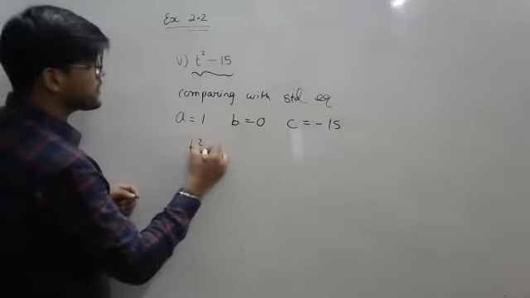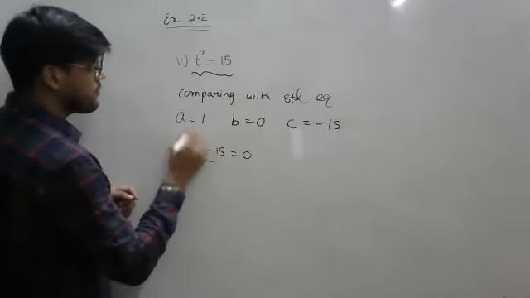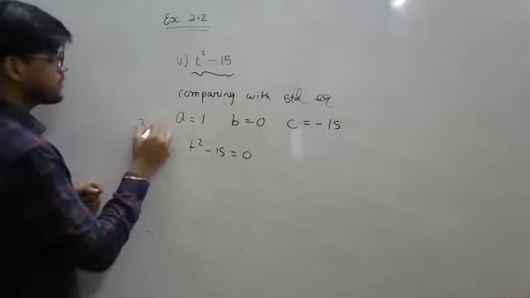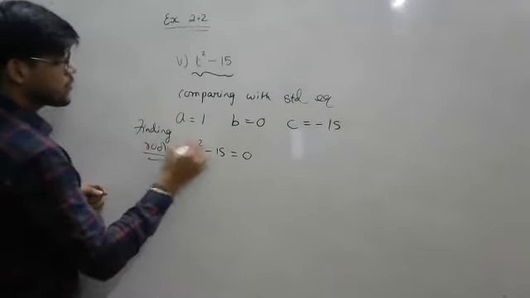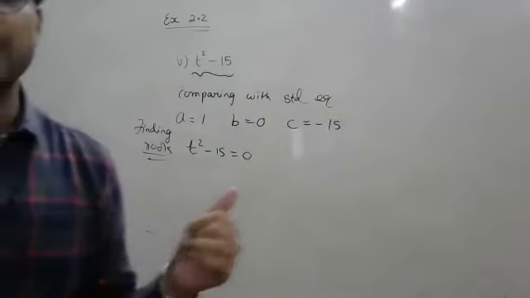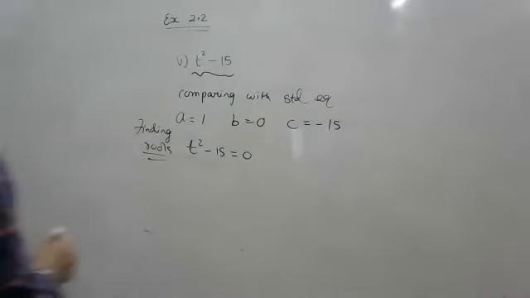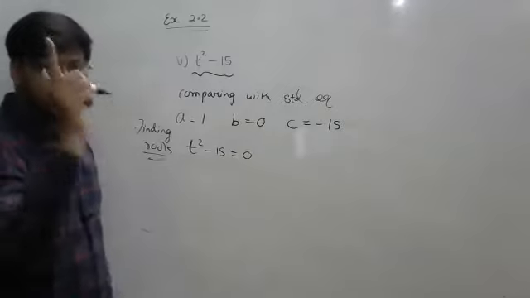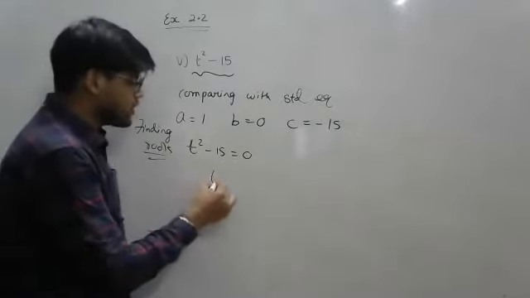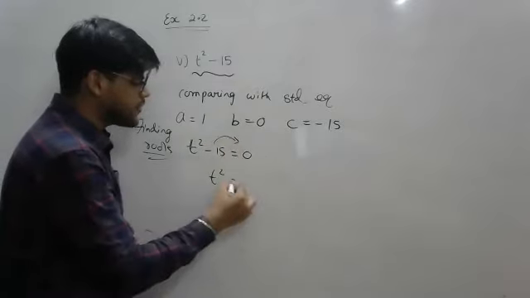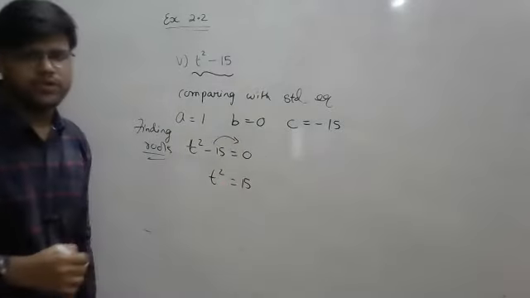Now we'll be solving this equation, finding the zeros. You are finding roots, whatever you want to say. t square minus 15 equals 0. Now this is again very easy. Yes, there will be two answers: positive root 15 and negative root 15. Understand? So first what I'll be doing, I'll set this minus 15 on the right hand side. So it will become positive 15.